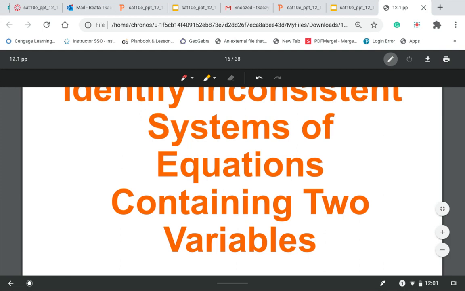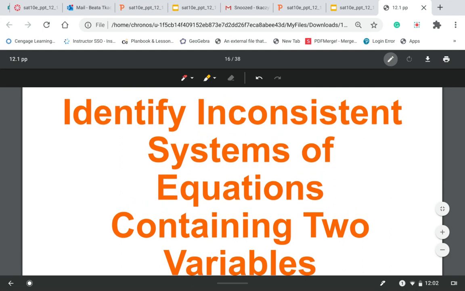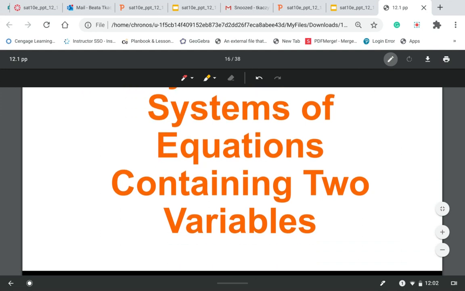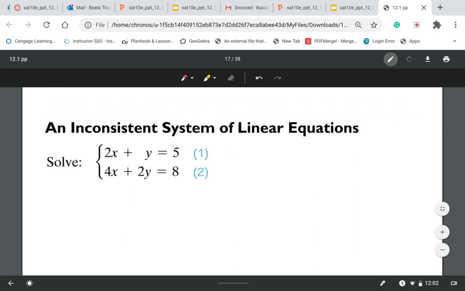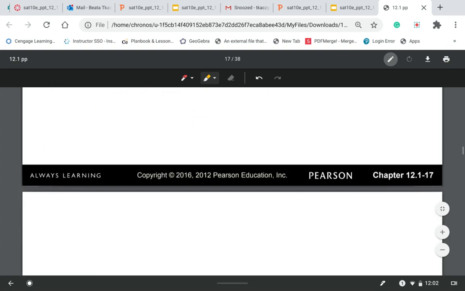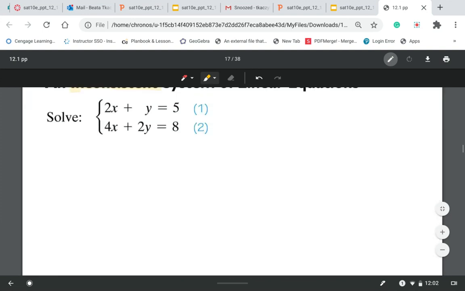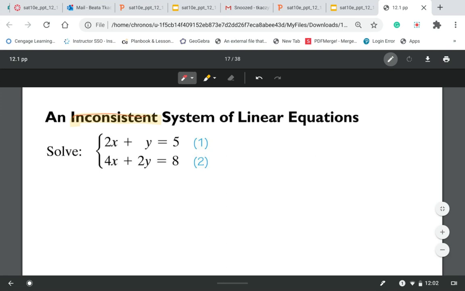So next, I will go over a couple of slides. Here we're going to talk about identifying inconsistent systems of equations. So inconsistent systems are the ones which have no solution. Okay. So here you have an example of an inconsistent system of linear equations. So again, inconsistent means no solution. Okay, so how are you going to know that this system has no solution, which means the straight lines don't intersect? You can always graph it, however, that takes longer. But I'm going to show you how to solve this one using algebra.